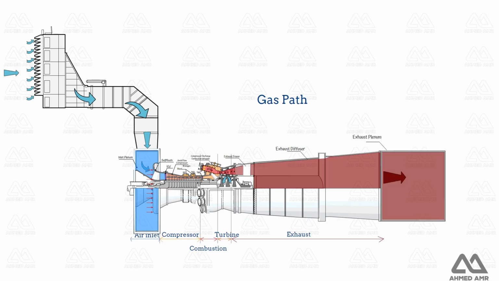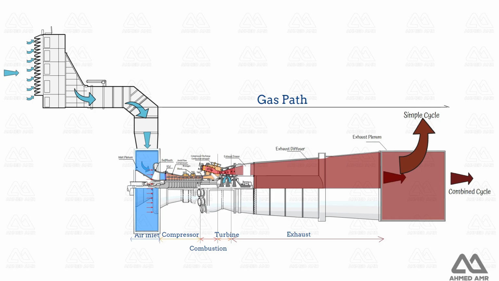From here, the path is decided. Either the gases exit through the stack in simple cycle operation, or enter the HRSG in combined cycle operation. The complete path from air inlet to exhaust outlet is called the gas path. From the combustion chambers to the final exhaust, we call it the hot gas path.